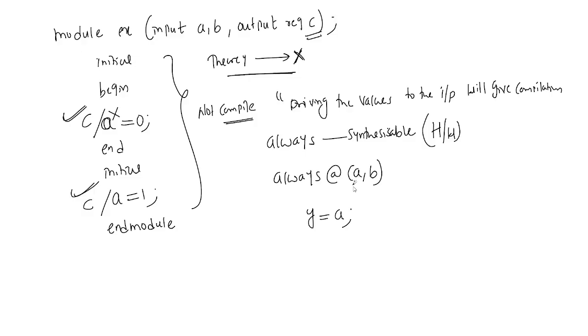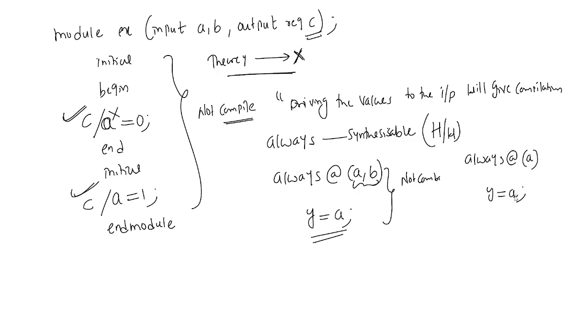In the sensitivity list, I gave A and B, but here I am giving Y equal to A only. So, will this code compile? This code will not compile. Why? Because here you assign two values in the sensitivity list, A comma B, but you are using only one. So for this you need to write always at the rate A, Y equal to A.